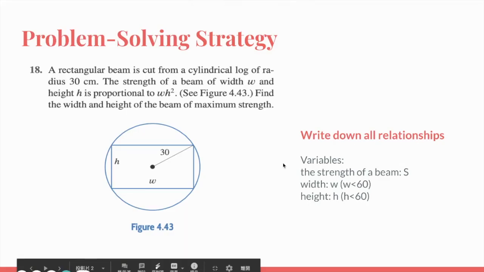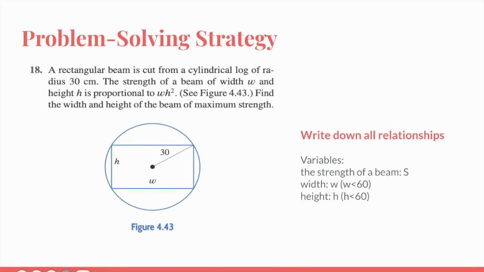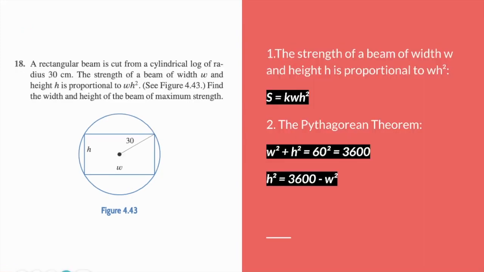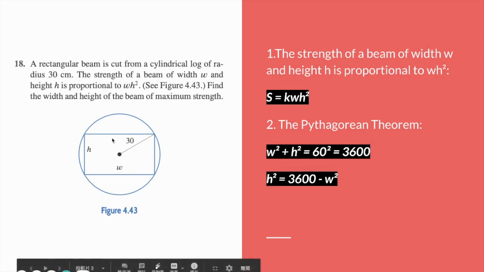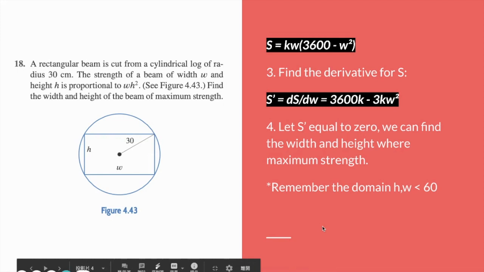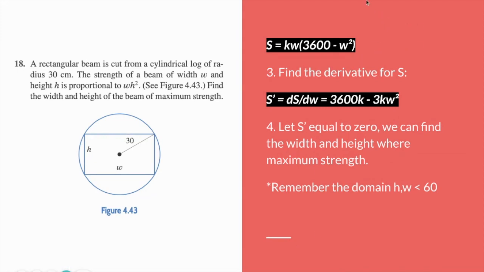To overcome these difficulties, we use the writing down all relationships strategy, because relationships between these variables are important and complicated. From the question, we see that the strength of a beam of width W and height H is proportional to W times H squared. So S equals K times W times H squared. And we notice that there is a triangle in the circle, so we can use the Pythagorean theorem to identify H squared. Then substitute H squared into the previous function, so we have S equal to this.